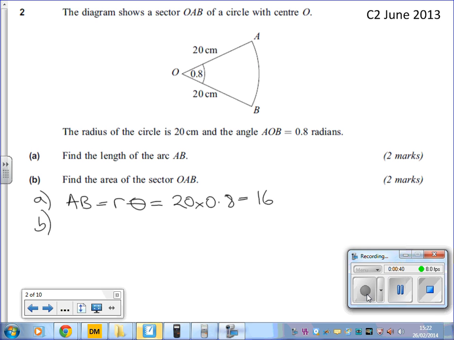Part B is then just testing the other formulae we need to remember for sectors. So the area of the sector is a half r squared theta, where theta is in radians. So that's a half times 20 squared times 0.8, which gives us an area of 160.